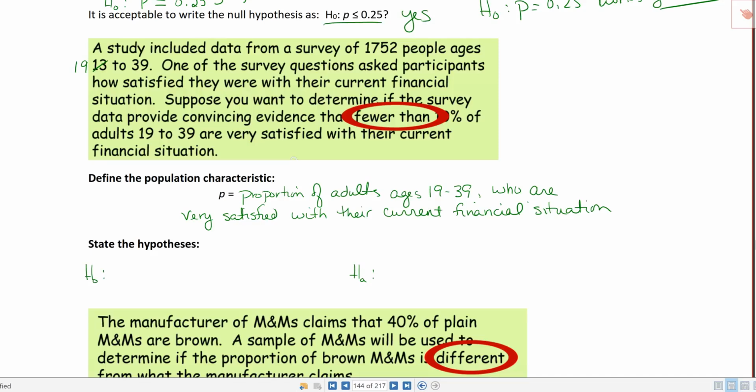So we wanted to see if there is evidence that the population proportion was less than 10%, or 0.1. So our null hypothesis is that the population proportion is equal to 0.1, or you could say greater than or equal to 0.1. Either one is fine. Actually, yes, fewer than. Okay.